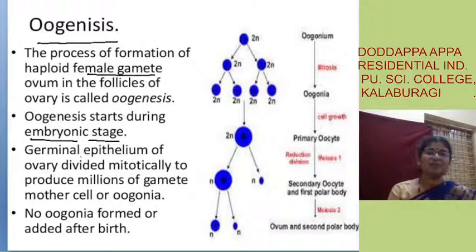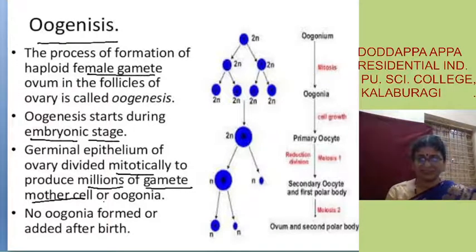Fine. The germinal epithelial cells divide mitotically and produce millions of gamete mother cells, or the oogonia, at the time of birth itself. And after the birth, no oogonial cells are added. Fine.